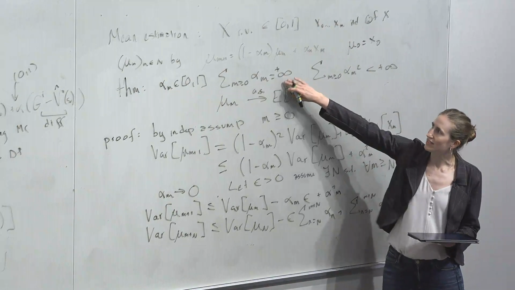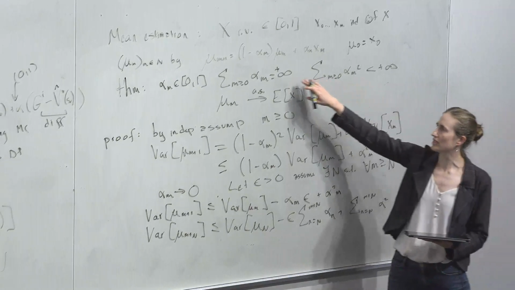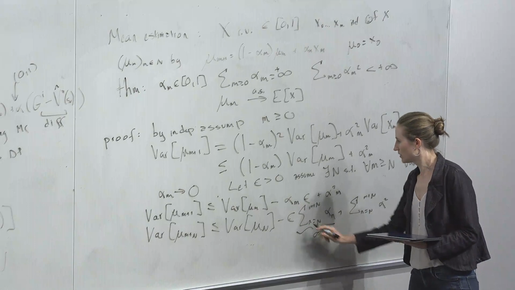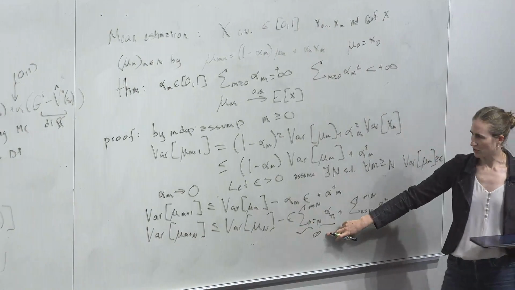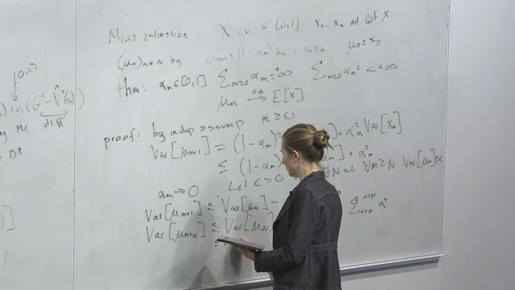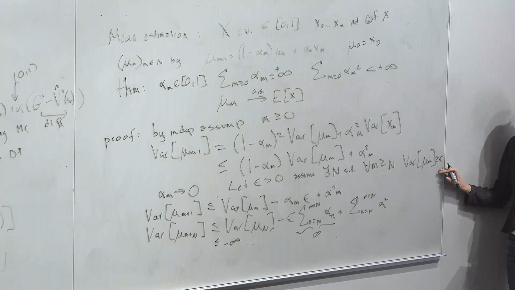But I've assumed that this sum is going to infinity. The sum of squares is less than infinity, but this sum is going to infinity. Minus epsilon times something that's going to infinity means that this is going to minus infinity. So eventually the variance will have to be smaller than epsilon. So that's a contradiction.